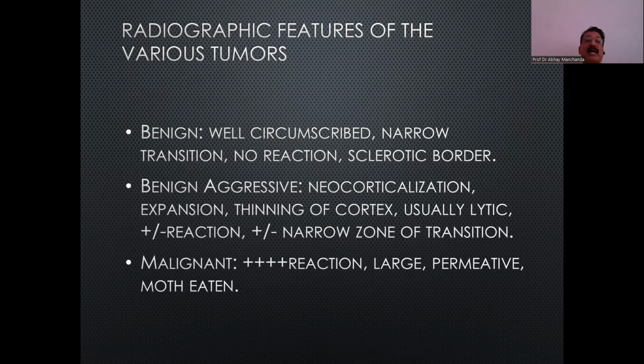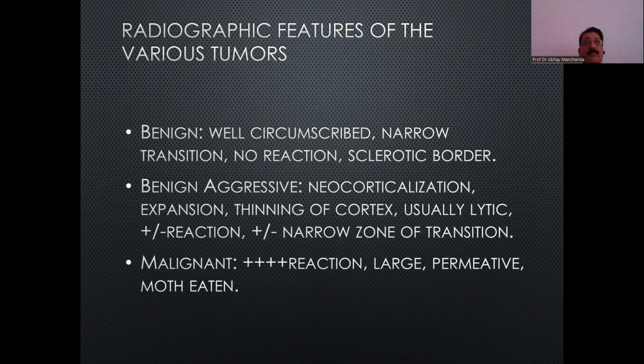What do you understand by benign aggressive lesion? When new corticalization is seen, the cortex seems to be expanded, the cortex has thinned out. Usually these lesions are lytic. They may or may not have periosteal reaction, and they may or may not have a narrow zone of transition. These can be classified as benign aggressive. That means they are basically benign tumors, but their behavior is aggressive.